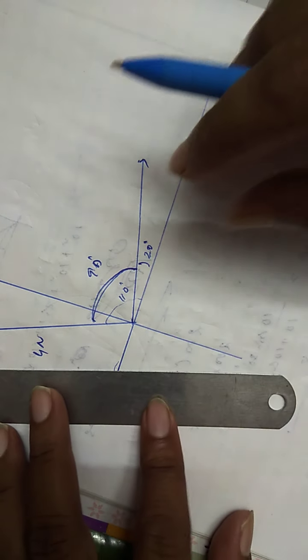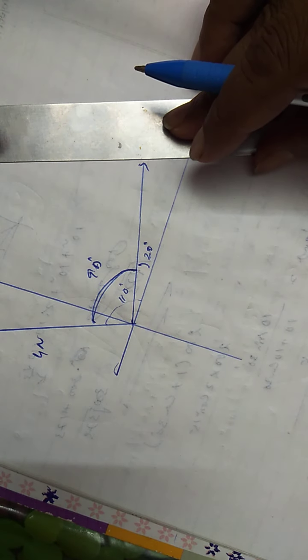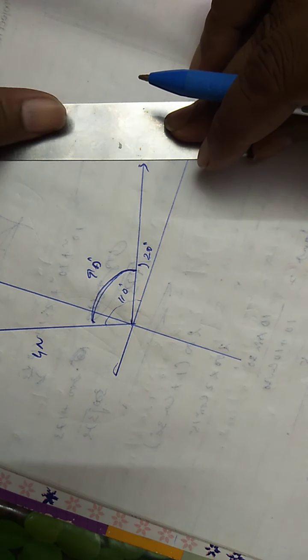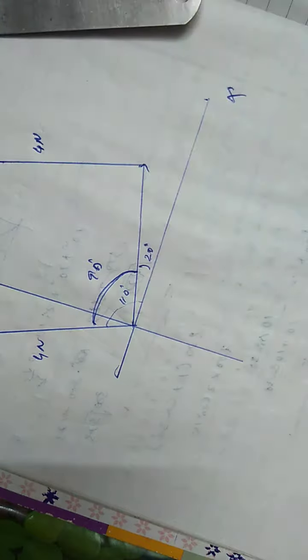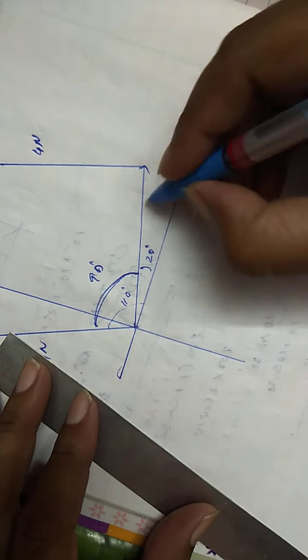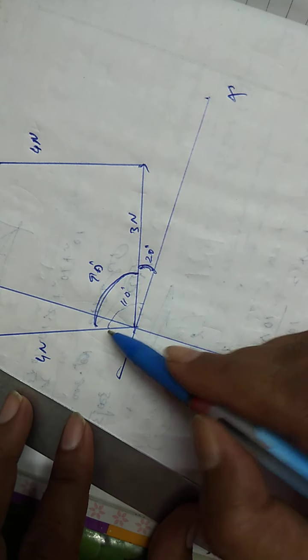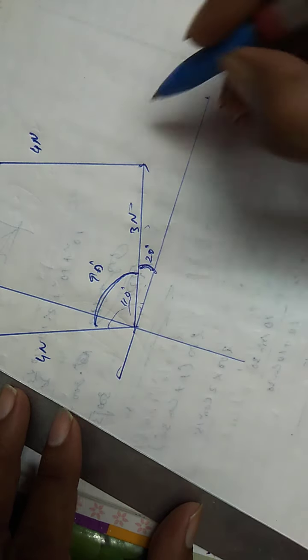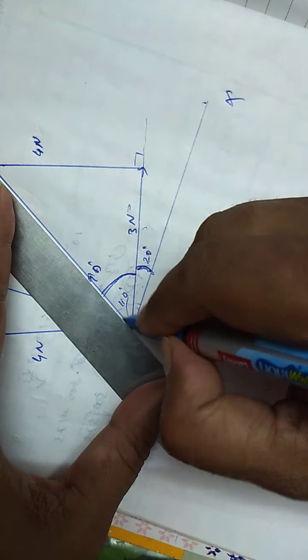Okay, and to add these two vectors, we have to bring this vector here or this vector here. So parallelly we have to shift this 4 Newton. I am shifting parallelly. This is our basic rule: one's tail must touch the head. So this is your 4 Newton. Here is the 3 Newton vector at 20 degree, and 4 Newton at 110 degree. That means the angle between these two vectors is 90 degree, and this is your resultant vector.